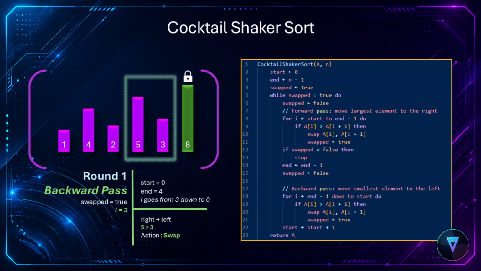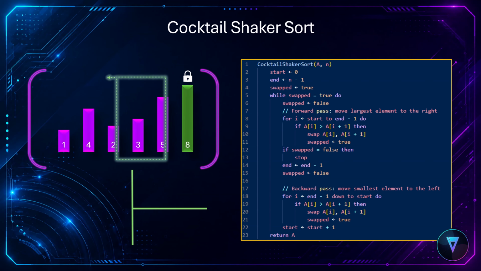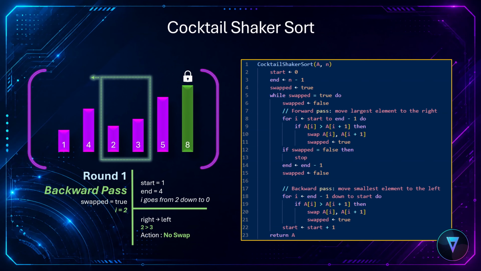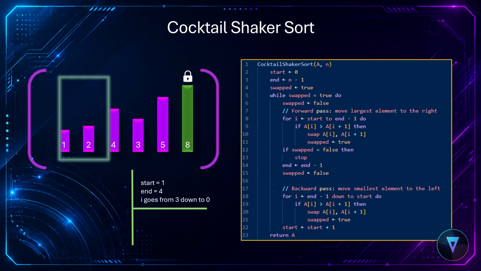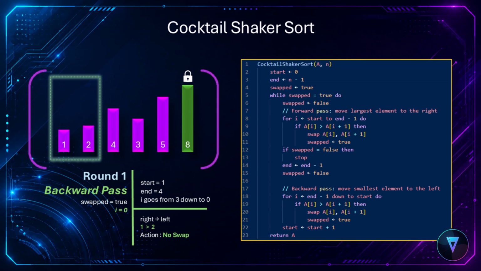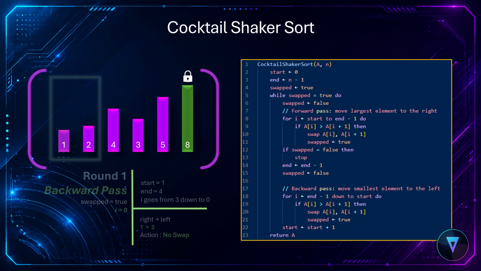At i equals 3, compare 5 and 3. Since 5 is greater than 3, swap. The array becomes 1, 4, 2, 3, 5, and 8. At i equals 2, compare 2 and 3. No swap. At i equals 1, compare 4 and 2. Since 4 is greater than 2, swap. Now the array becomes 1, 2, 4, 3, 5, and 8. At i equals 0, compare 1 and 2. No swap. This reverse sweep drags small values toward the left side.